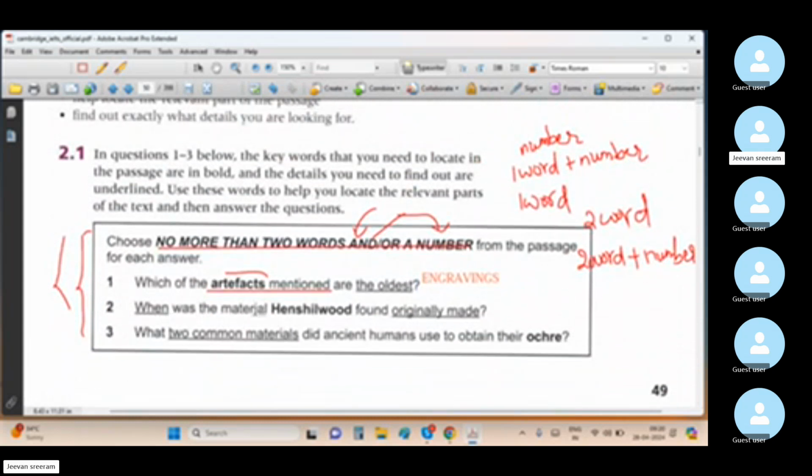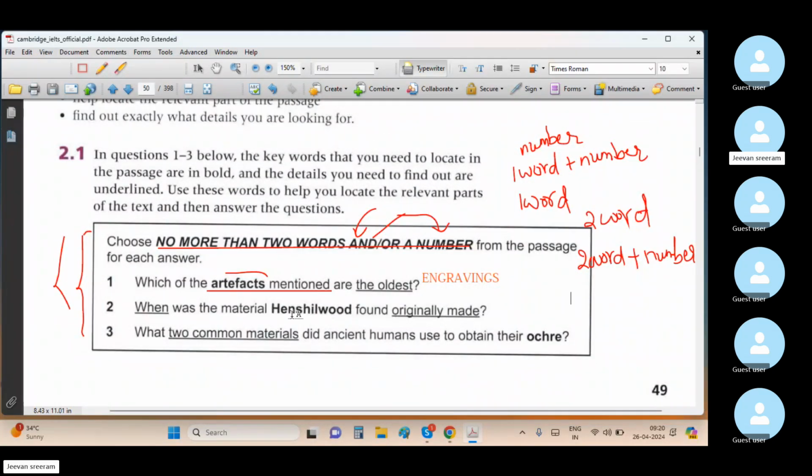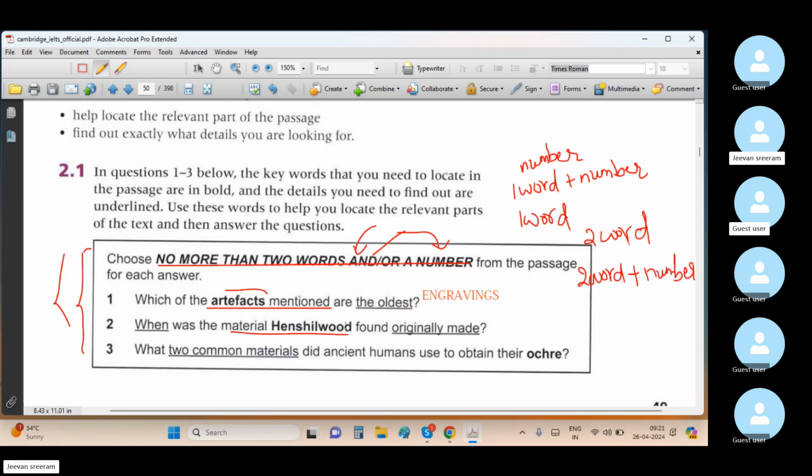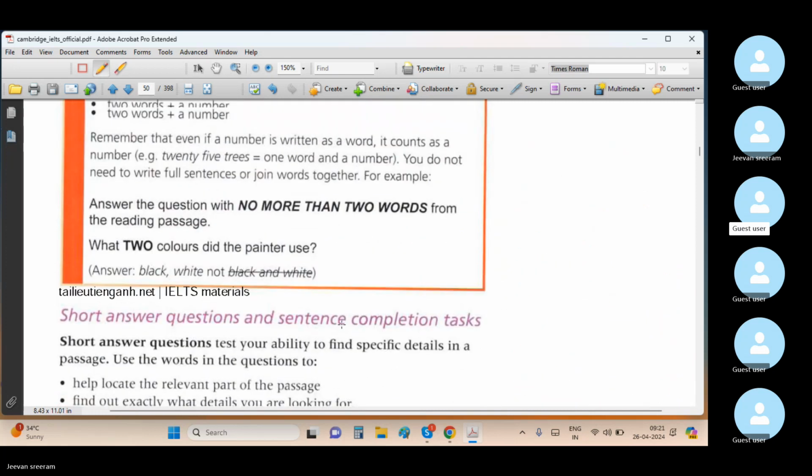So second one, when was the material Henshilwood found originally made? Henshilwood actually found some material. How about its age? In which year was it made? How about its age when it was originally made? In the Middle Stone Age, 1 lakh years ago. Yes.